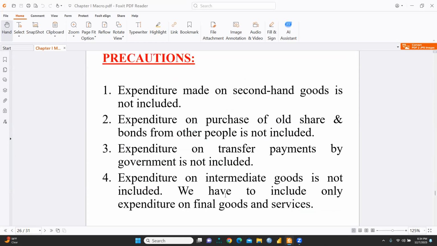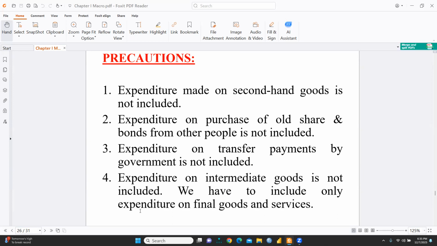What precautions are we going to take? Expenditure made on second-hand goods is not included. It's similar to what I had already explained in my previous videos on the two methods of measurement. Yes, of course, we are not going to include it because once it was first-hand, it was already included. Expenditure on purchase of old shares and bonds from other people is not included because that was already included when it was purchased the first time. And expenditure on transfer payments by government is not included.